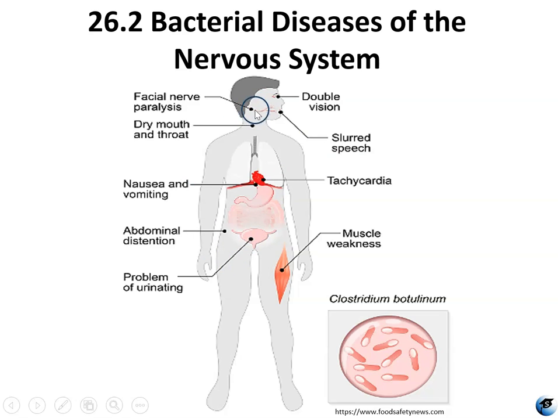You can have some paralysis in some of your nerves, especially facial nerves. You can have double vision, slurred speech, tachycardia, muscle weakness, problems urinating, nausea, vomiting. These are all caused by Clostridium botulinum.